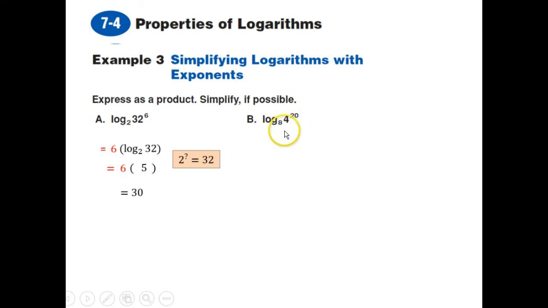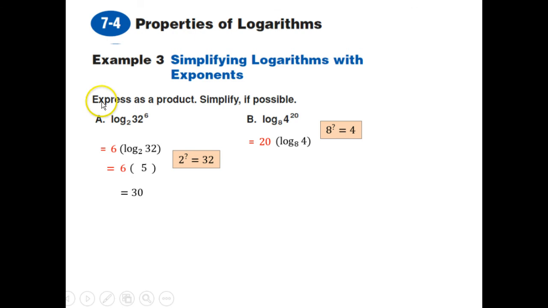Let's try example B. Remember, an exponent with a log, a single log, means move the exponent to the front. So we're going to put the 20 in the front, and we're just going to copy log base 8 of 4. As you're thinking to yourself, what would I raise 8 to get to 4? You should realize that there isn't anything. You can't raise 8 to get to a 4. You're going to be thinking 2 because 8 divided by 2 is 4, but we don't have an exponent that we could raise 8 to get to 4.